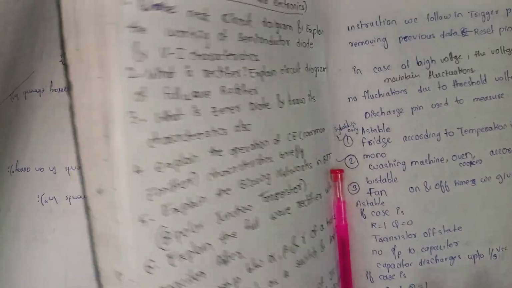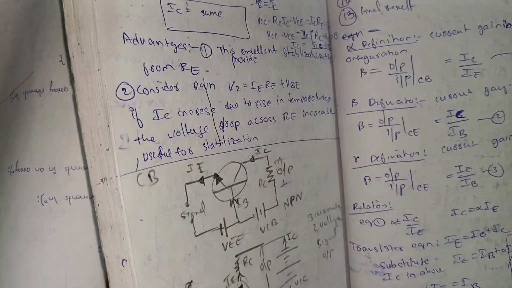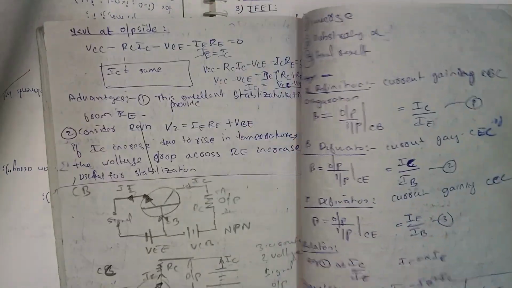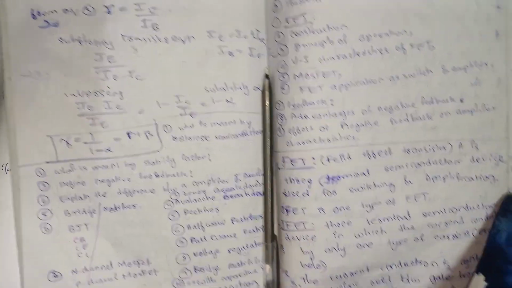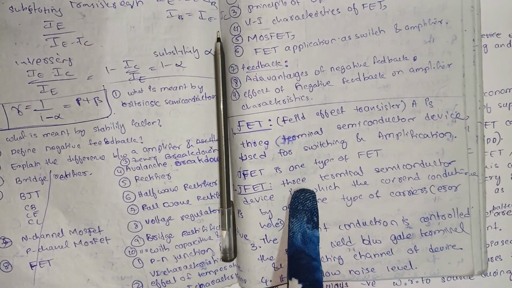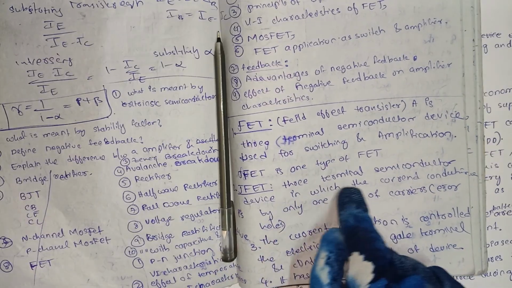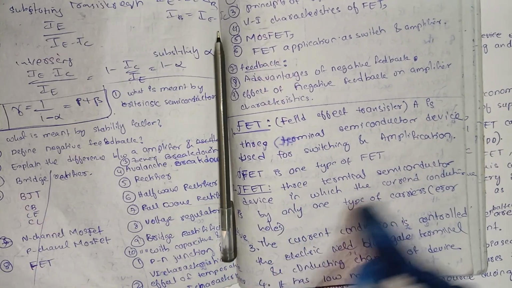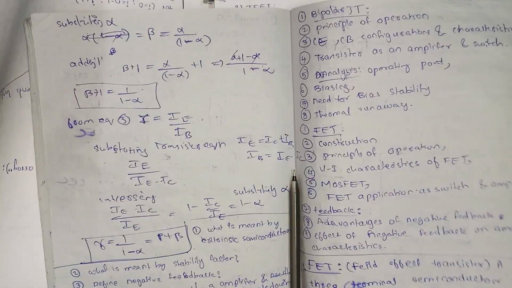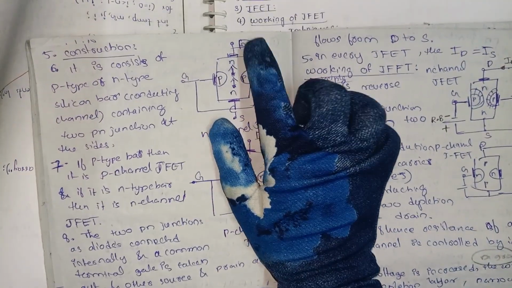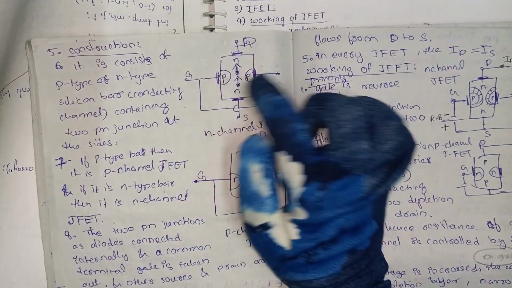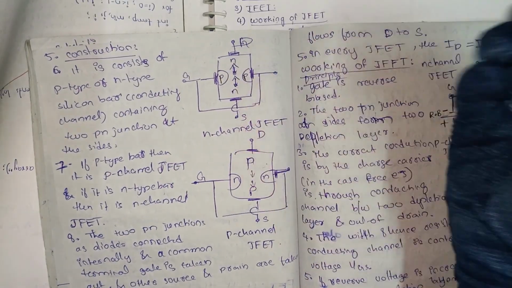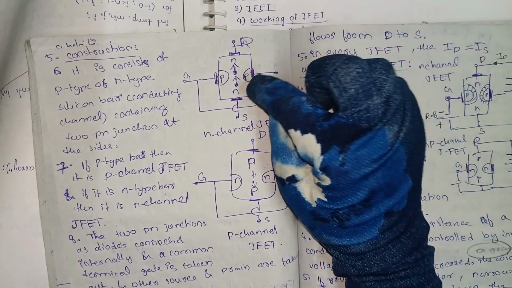JFET is a three-terminal semiconductor device in which the current conduction is by only one type of carrier, electrons or holes. So here is the diagram. Three terminals are there: drain, source, and gate. The current conduction is by one type of charge carriers, either electrons or holes.